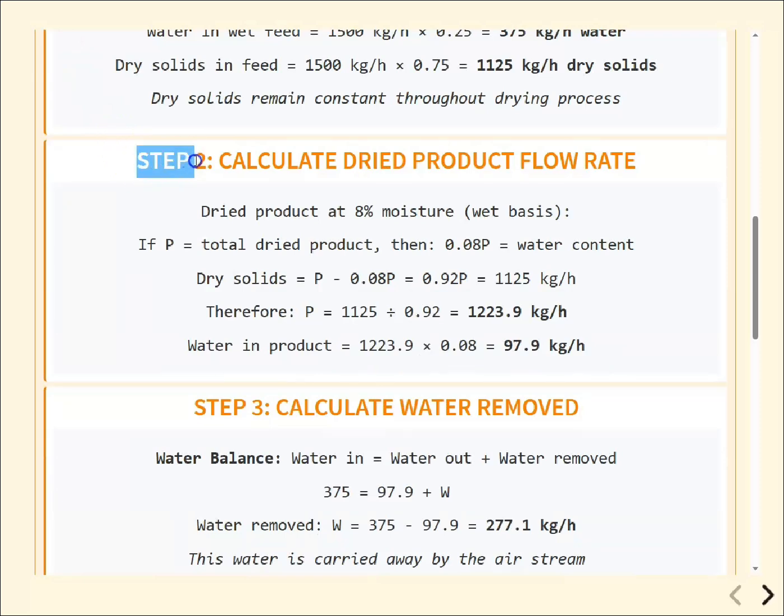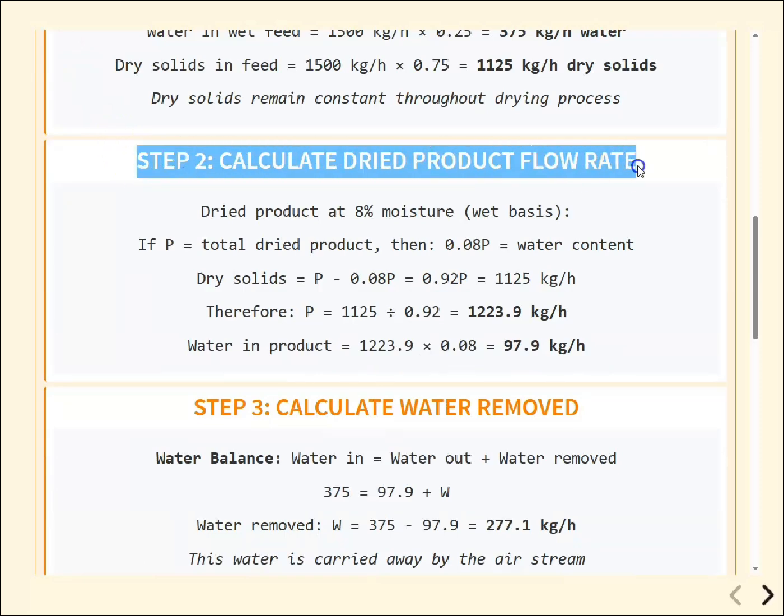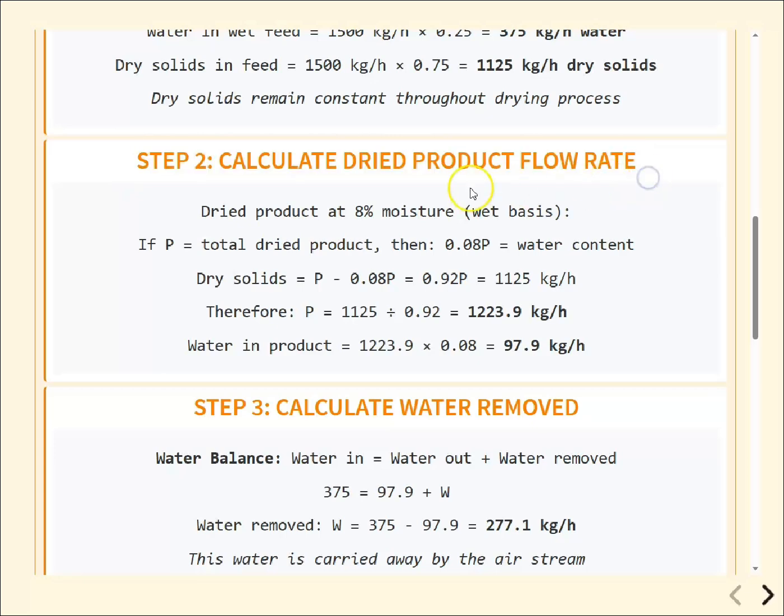Step 2. Now let's calculate the dried product flow rate with detailed reasoning. Our target is 8% moisture on the wet basis in the final product. Let's call the total dried product flow rate P. So here is the mathematical setup. If P is our total dried product, then the water content in the product equals 8% of P, or 0.08 times P.